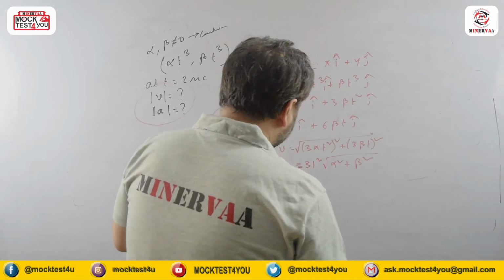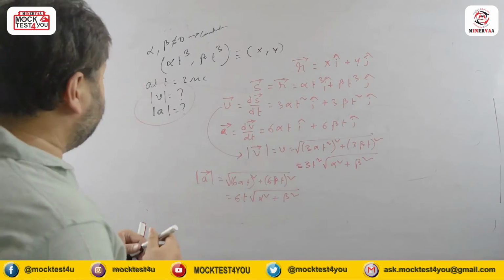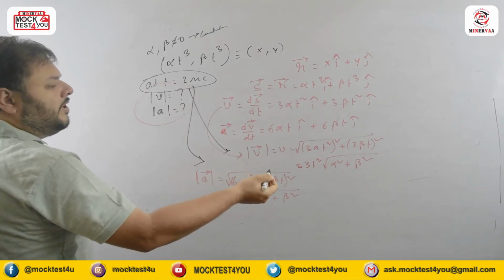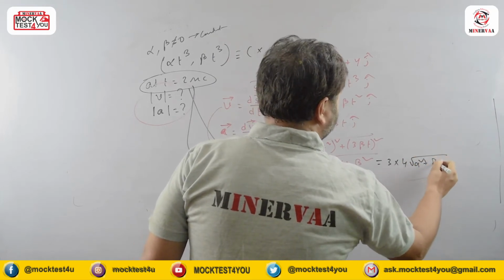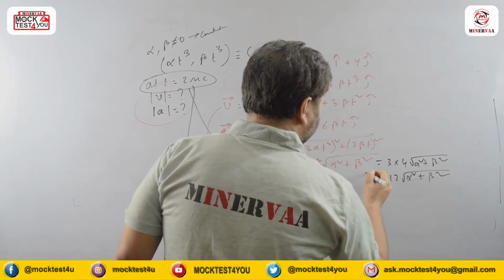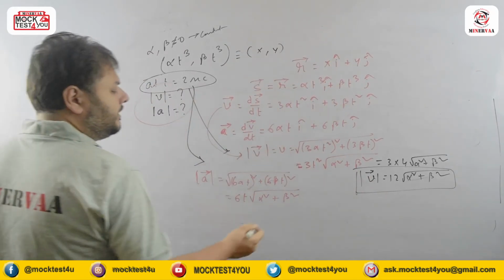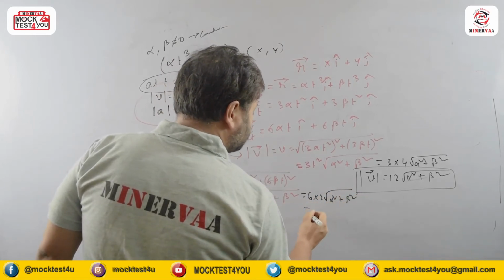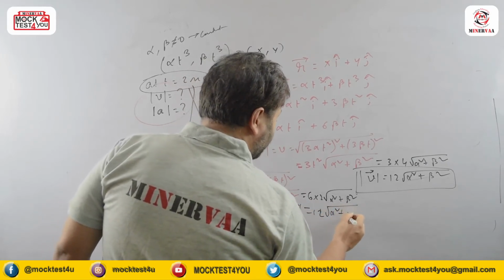Now, is this the end of the question? No, never, because look at the question: given that at t equals 2 seconds, you need to apply this in these two equations. So at t equals 2 seconds, 2 square is 4, so the velocity is 12 into root over alpha square plus beta square. This is the magnitude of velocity. And what about the acceleration? It will be 6 into 2 into root over alpha square plus beta square, so the mod of acceleration will be 12 into root over alpha square plus beta square.